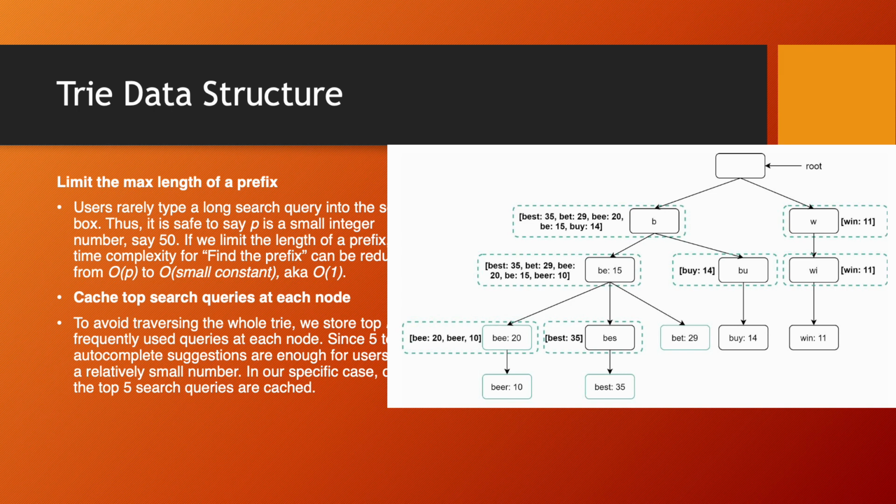Now let us revisit the time complexity of the algorithm after applying these two optimizations. Finding the prefix node, the time complexity is constant. Returning the top K again is constant because it's cached. So our total time reduces to order of P.